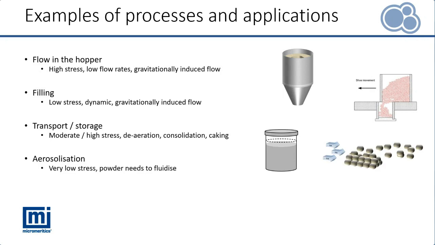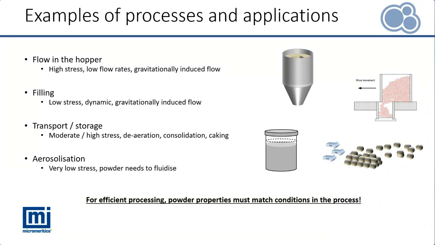And lastly, we have aerosolization. In process, we might see this as pneumatic conveying. In application, that could be something like dry powder inhalers, where the powder needs to fluidize to get from one location to another. And the point is that for any of these processes to be efficient, the powder properties have to match the conditions within that process.